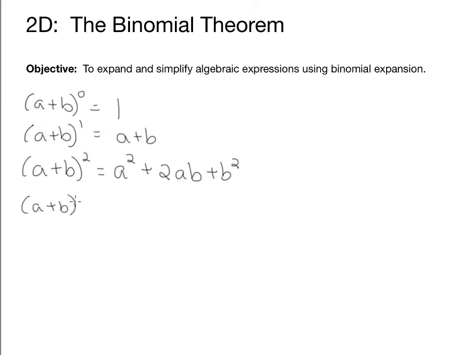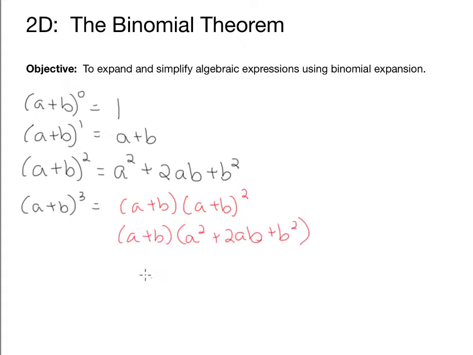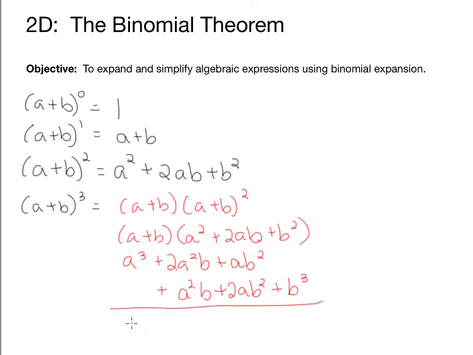Now let's try a plus b cubed. It's a little bit more difficult, but we could figure this out with the knowledge we have right now. We could rewrite this as a plus b times a plus b squared. Now a plus b squared we just figured out above, so let's substitute that in. And as we learned in the last section, now we're going to take this a and distribute it to everything in the second parentheses, giving us the following. And then distribute the b to everything in the second parentheses. So that will be a squared b plus 2ab squared plus b cubed. Finally, we'll need to add our like terms.